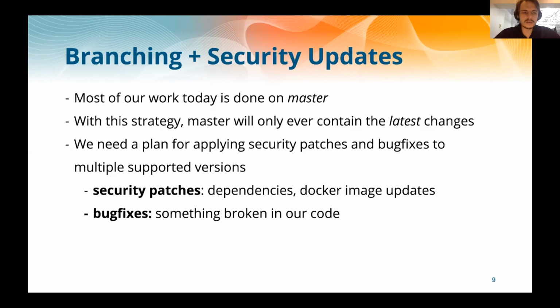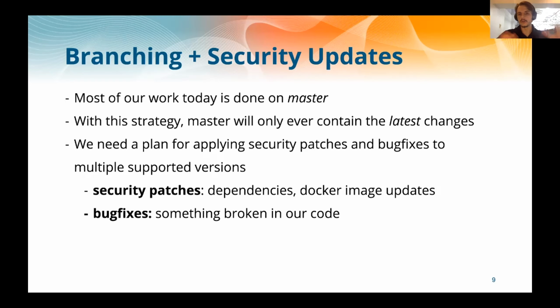So yeah, as Sam mentioned, talking about branching strategies, one of the things that we need to consider when we're supporting multiple versions of a service within Mojave is how do we apply security updates or bug fixes to code that's already out there in the wild. At the moment, we're not really dealing with this because all of our work is done on a branch called master. And that means that all the latest changes are there on master.